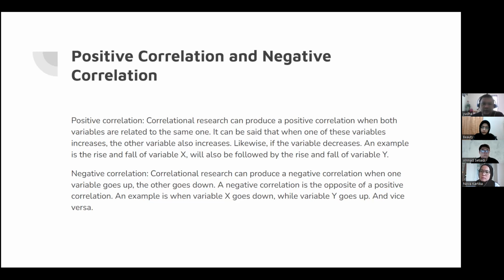And then for the negative correlation, correlational research can produce a negative correlation when one variable goes up and the other goes down. A negative correlation is the opposite of a positive correlation. An example, when variable x goes down while variable y goes up and vice versa.